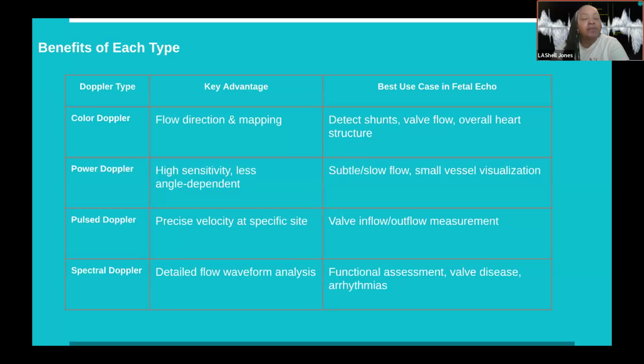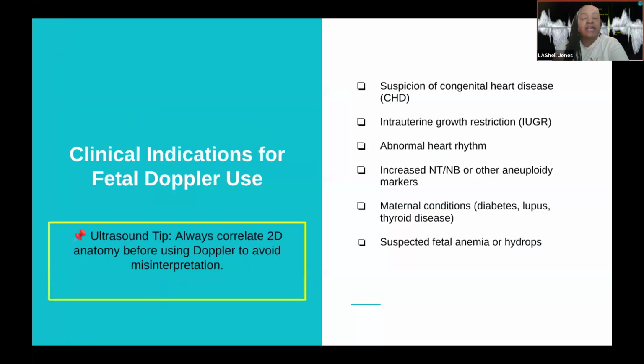And then pulse Doppler allows us to have that precise velocity at a specific site to detect the valve inflow and outflow. From there, we have spectral Doppler, which is known for making that waveform made from the pulse Doppler assessment. And so this allows us to get the function and detect valve disease, and especially important, pick up those arrhythmias. Okay. All right.